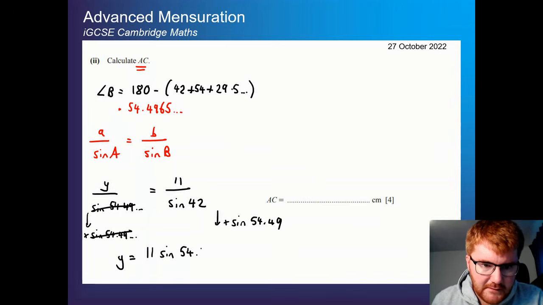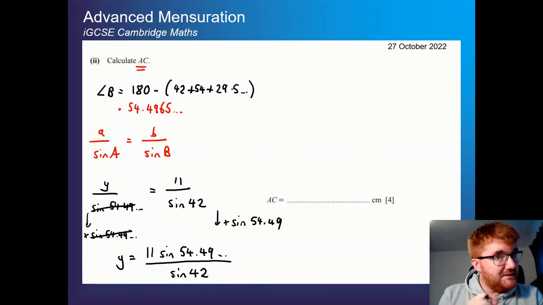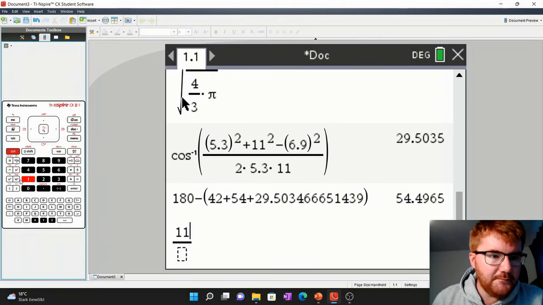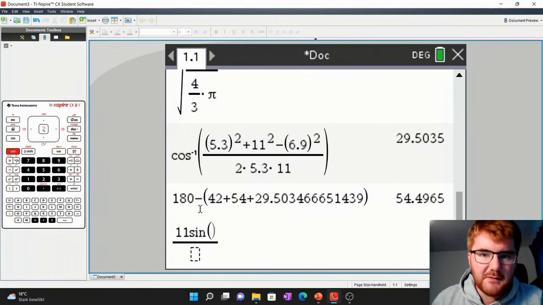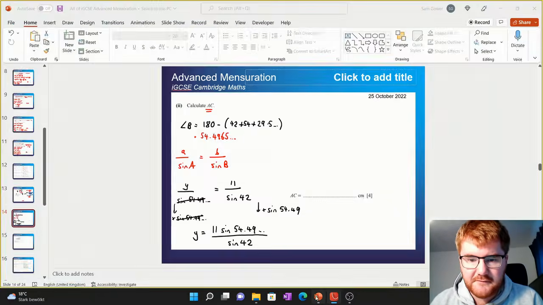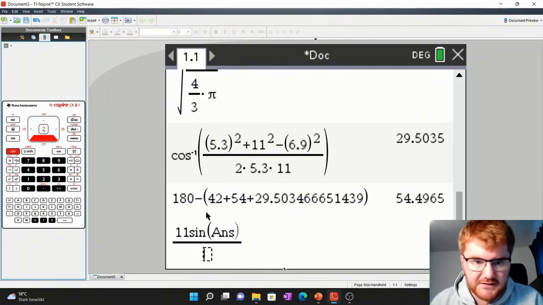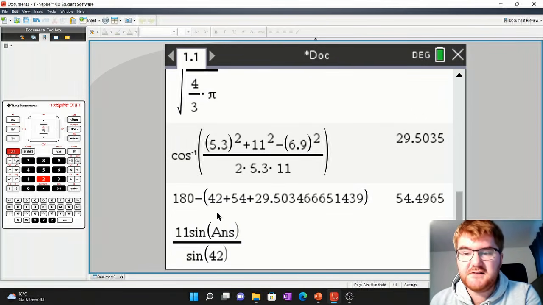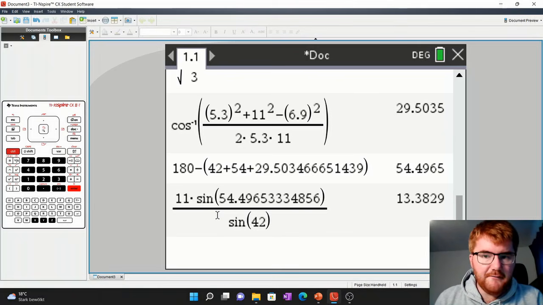sine 54.49 dot dot dot all over sine 42. Once I've got it in this very nice form, I can use that answer button you saw in the previous step also here as well. Okay, so we're going to type in 11. Actually, let's set up the fraction first. So 11, and now we want sine. This is where we're going to use the answer button, which is so useful last time, and then divided by sine 42. So trig. You can actually type in the letter as well, sine 42. That also works. And then that gives us our answer of 13.38.